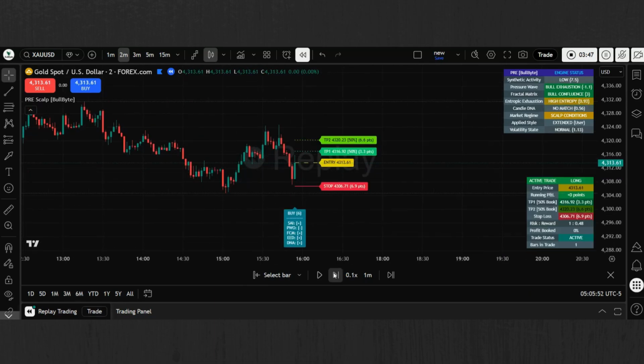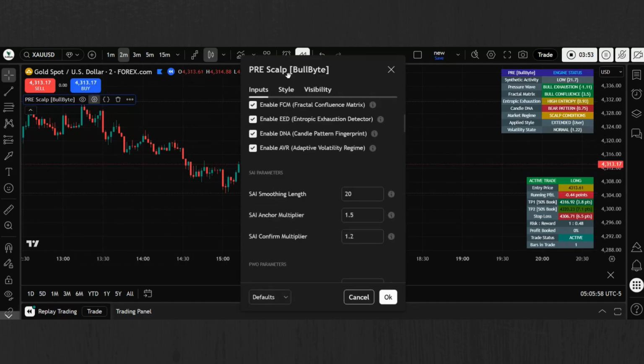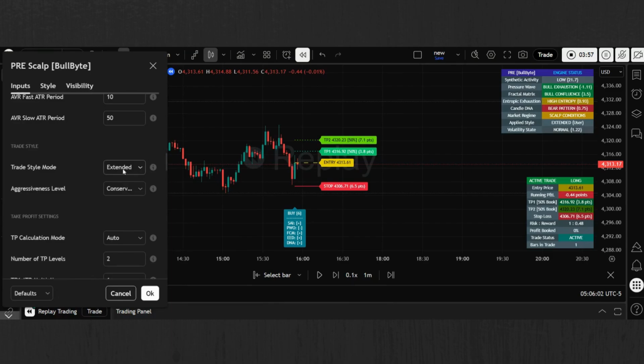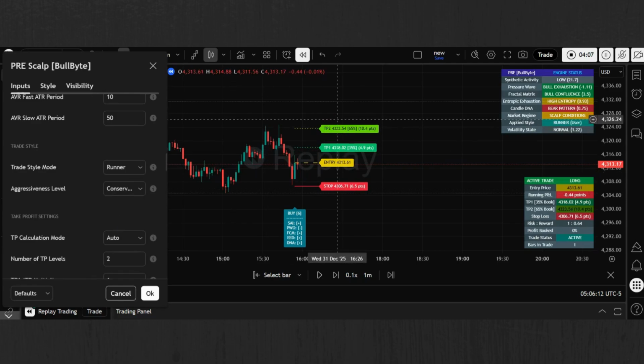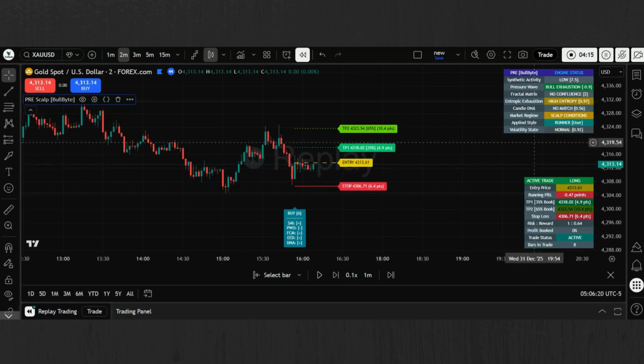We already saw scalp mode, tight targets, quick profits. Now let me switch to extended mode. See how the TP and SL levels changed? Extended mode gives you wider targets with a balanced booking split. This is for when you think the move has more room to develop. Now let me switch to runner mode. Look at that, even wider targets. This mode is designed to catch bigger moves. It books less at TP1 and keeps more of your position running for TP2 and TP3.